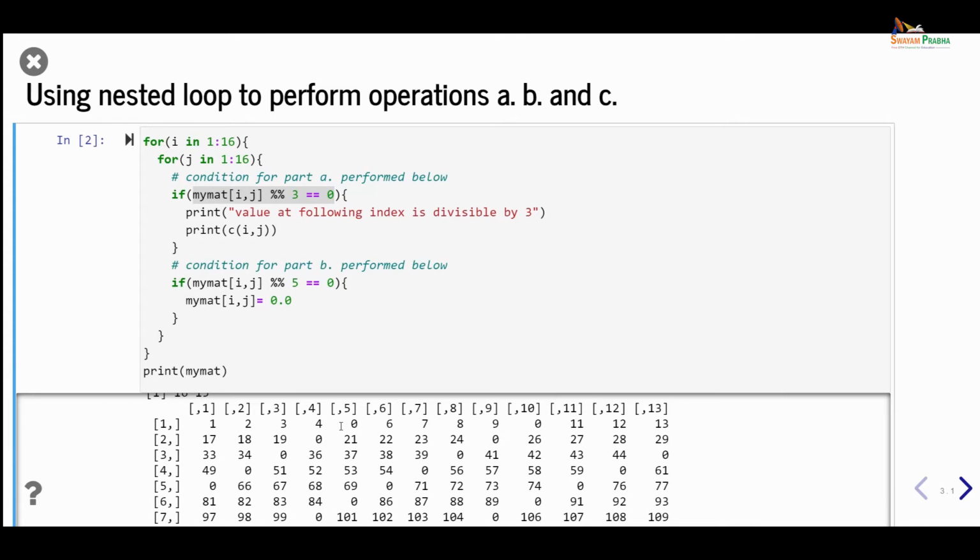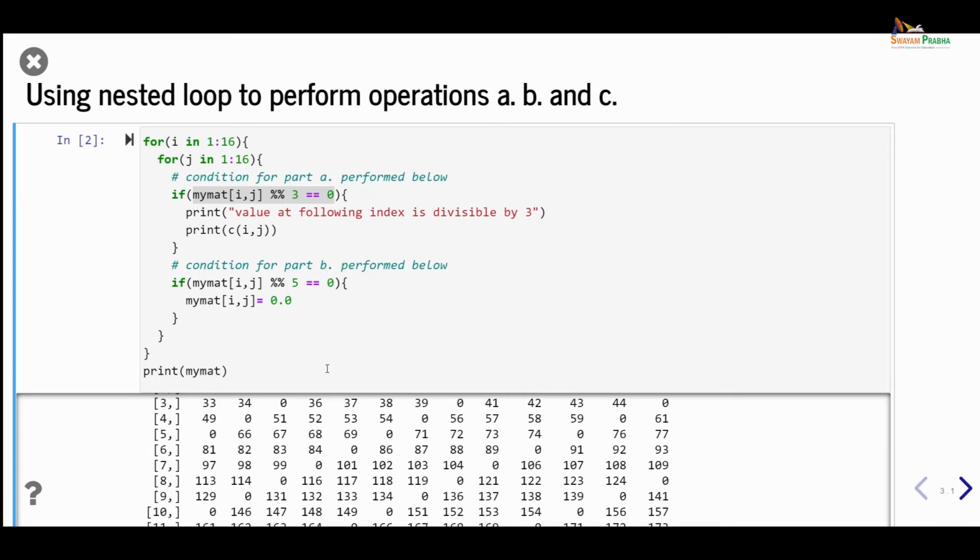This is the output for the second if statement, where we have checked if the value is divisible by 5 and set them to 0. In the first row, the value corresponding to the fifth column has been set to 0 since that value is divisible by 5. Correspondingly, other values which are divisible by 5 have been set to 0.